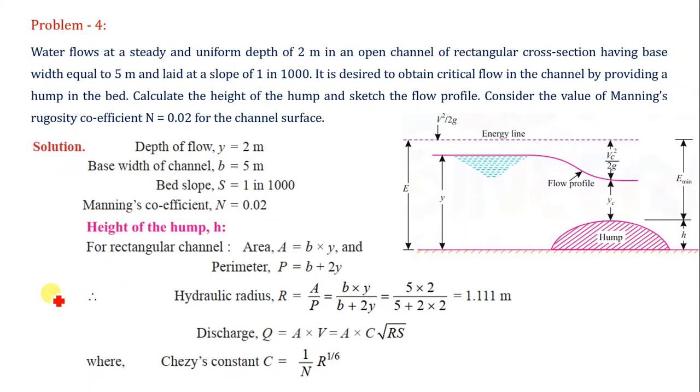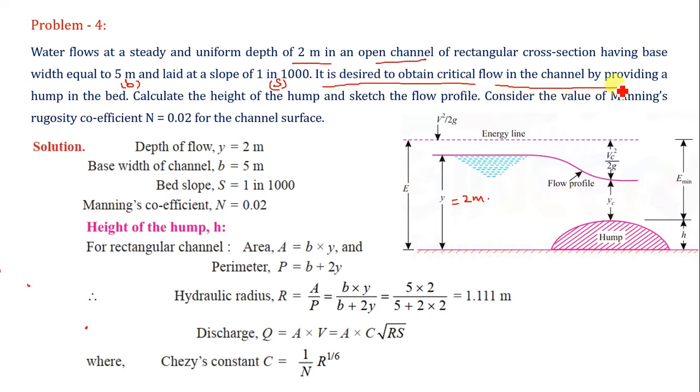Let us discuss another problem on specific energy from unit 1. Let me read out the question for you. Water flows at a steady and uniform depth of 2 meter in an open channel, a rectangular cross section having base width of 5 meter and laid at a slope of 1 in 1000. It is desired to obtain critical flow in this channel by providing a hump in the bed. So this is the main condition here.